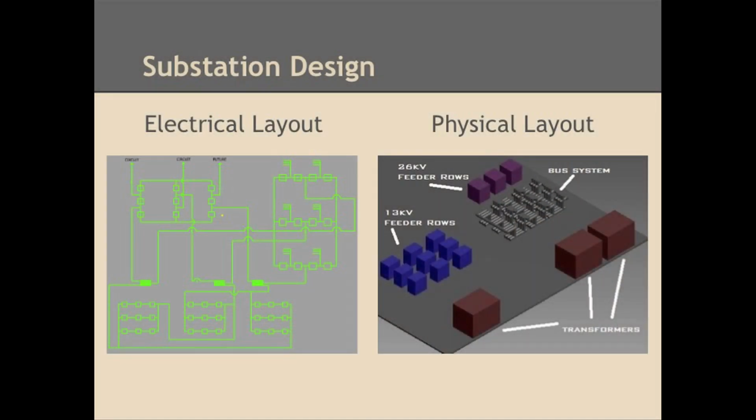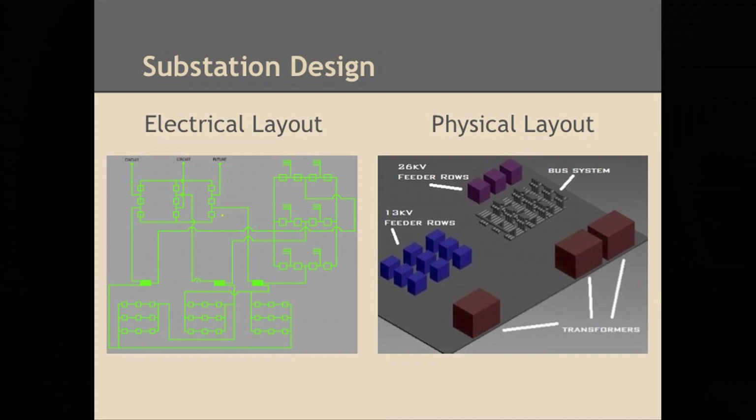In our N-2 design, every component is developed in a set of 3. As you can see on the electrical layout, the electricity enters the substation through 3 transmission lines, 2 current circuits, and 1 feeder line. The electricity then enters the main bus system, which in our case is the breaker and a half, and is then transmitted to the 3 transformers you can see towards the middle. At the transformers, the initial 138 kilovolt voltage is stepped down to 26 kilovolts and 13 kilovolts. And that electricity is then transmitted to the respective feeder rows.